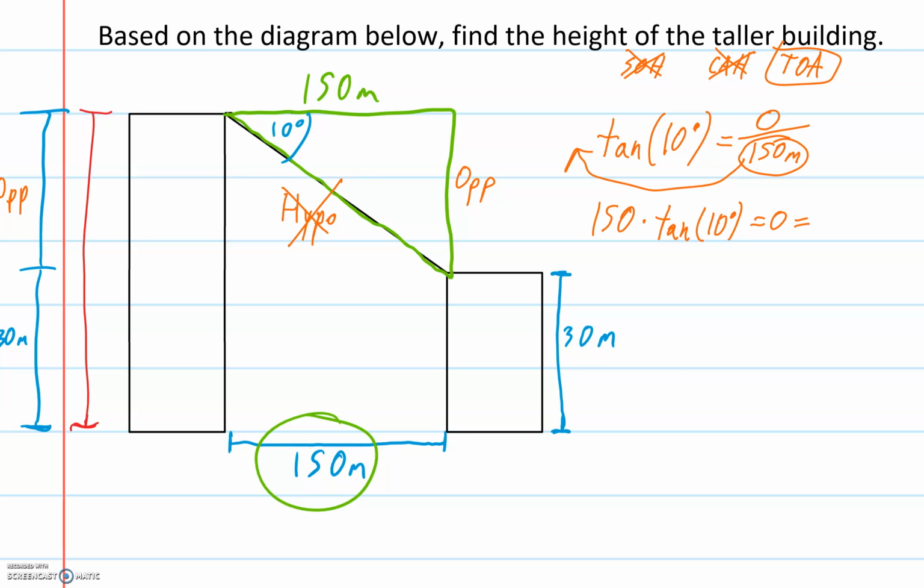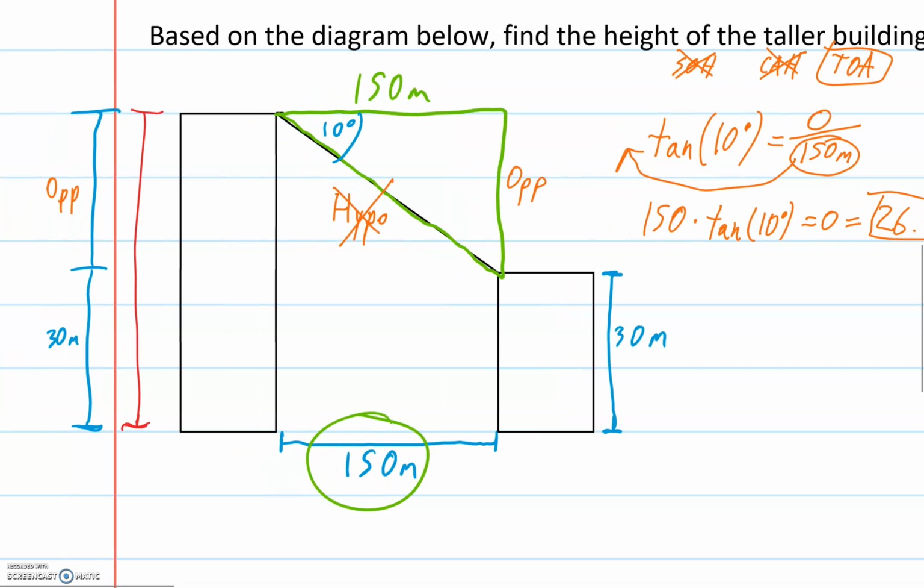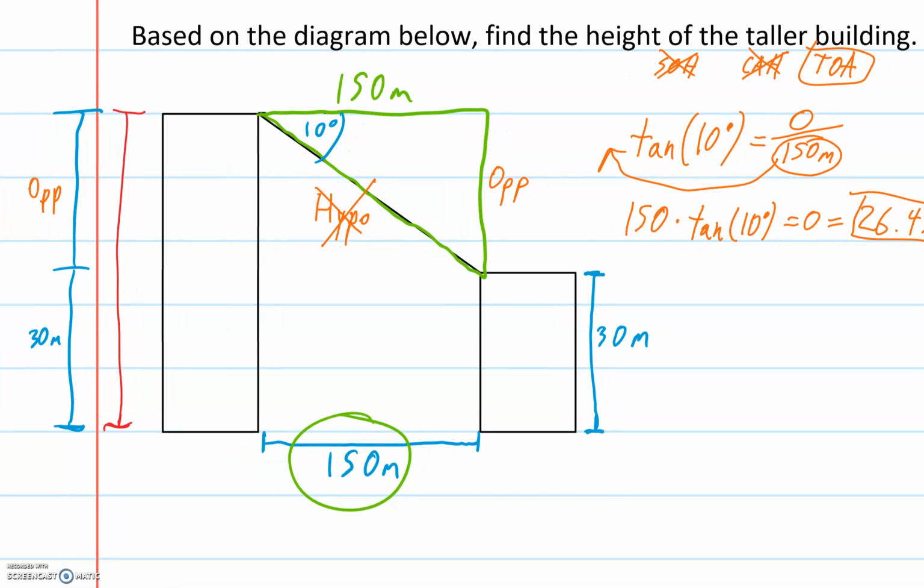So let's type that in our calculator. 150 times tan of 10 is 26.4 meters. Okay, that's not our final answer. What we need to do still is to add it back to, just like over here in red, we need to add it back to 30 in order to get our final answer.